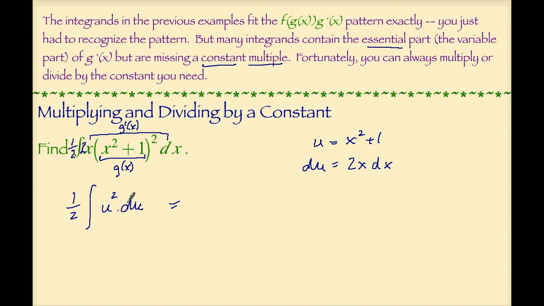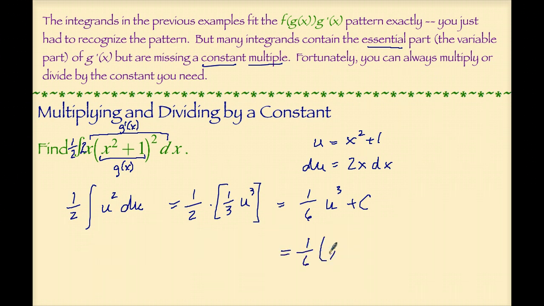To integrate this, I'll need to add 1 to 2, giving me a new exponent of 3, and then I'll divide by that exponent. So this is going to be 1/2 times 1/3 u cubed, which results, of course, in 1/6 u cubed plus c. And of course, now replace u with the original quantity in the integrand, and your integral is 1/6 x squared plus 1 cubed plus c.